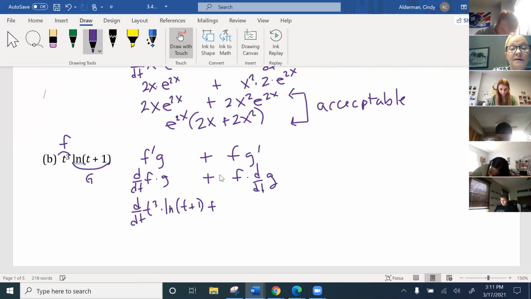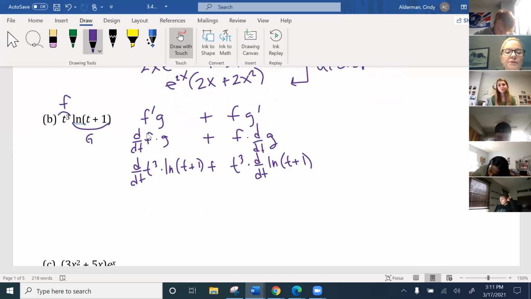And then we're going to take our F function and leave it alone. So t cubed times the derivative of the G function, which is the natural log of t plus 1. Okay, so now we're just going to execute the formula. And remember, you don't have to show this first or second step. I'm just going to show it for the first couple of examples.